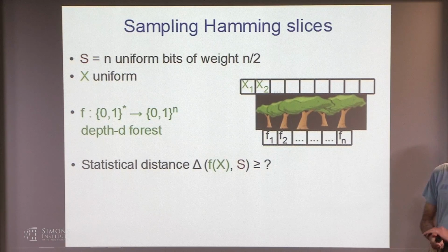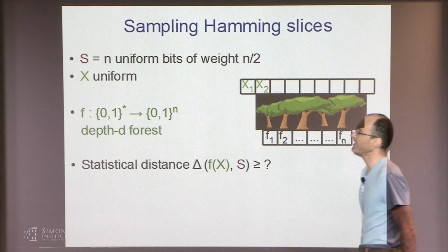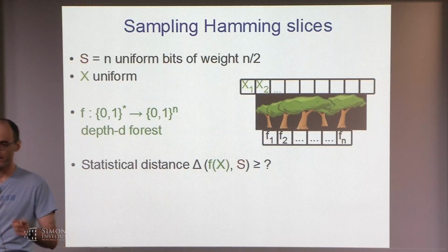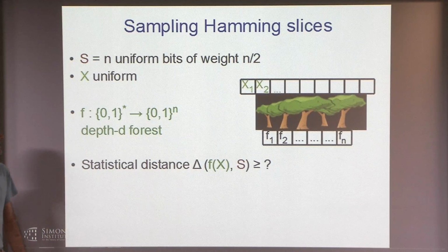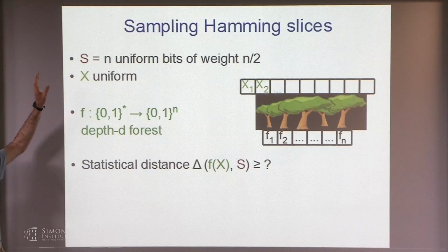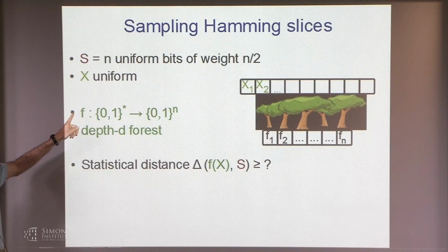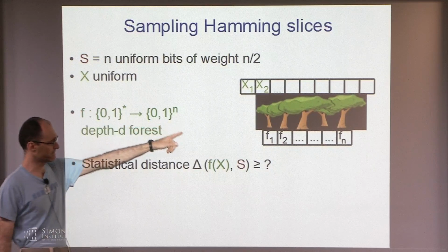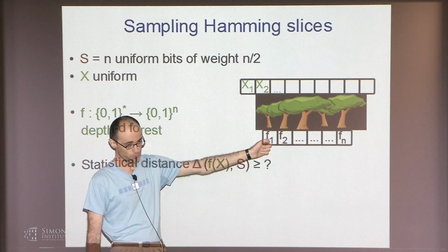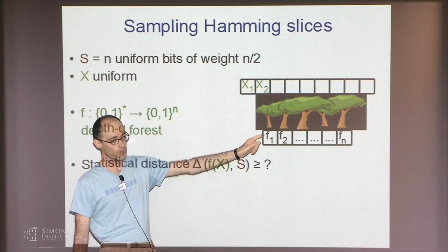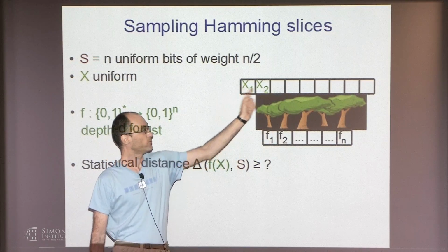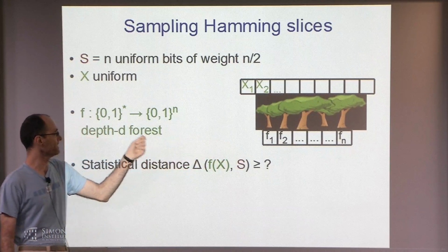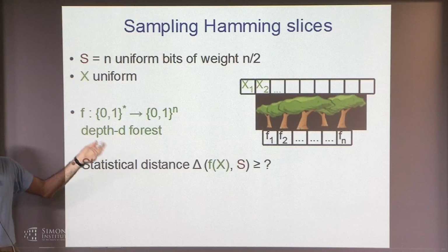So here I just want to sample Hamming slices. Okay, so let's say that S is the uniform distribution over m bits with Hamming weight half. Okay, and I want to sample this distribution via a function that maps some input strings of any length to n bits. Okay, and each output bit of this function is a small depth decision tree in uniform bits x. Okay? So the depth of this tree is d, so I'm going to call f a depth d forest because it contains several trees.